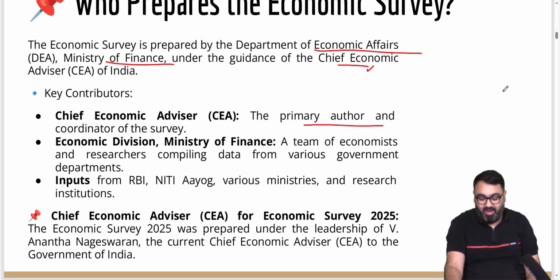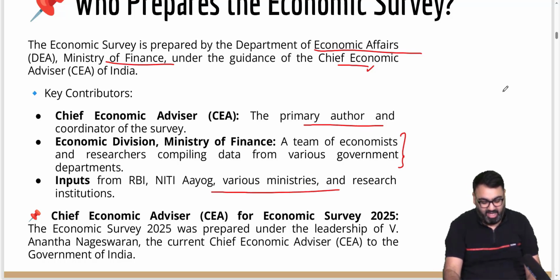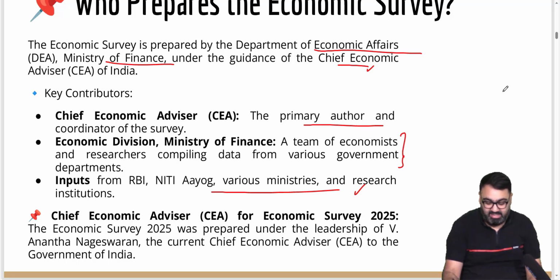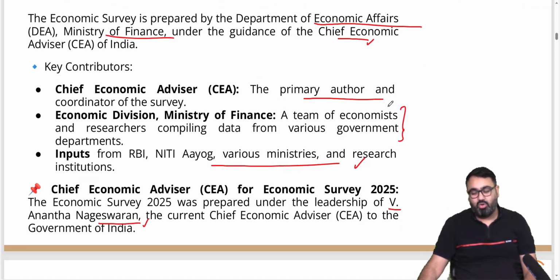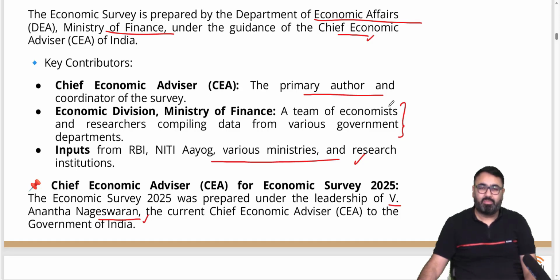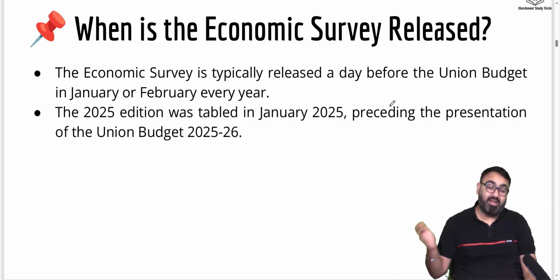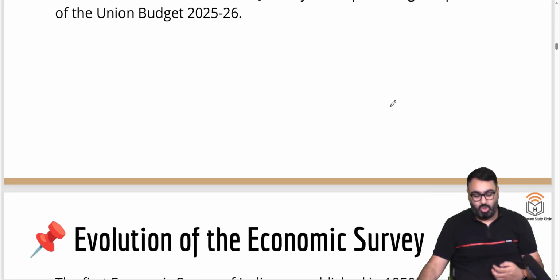The economic division under the Ministry of Finance has many other economists, and the inputs and data are gathered from multiple sources such as RBI, NITI Aayog, etc. Now, this year's, that is 2025, Economic Survey that has just been released, has been under the guidance of V. Anantha Nageswaran because he is the Chief Economic Advisor to the Government of India right now. So whoever holds this position, ex officio, is the person under whose leadership the Economic Survey comes out. And when is it released? As I said, one day before the Union Budget. It is released so that all the numbers are out in the open.